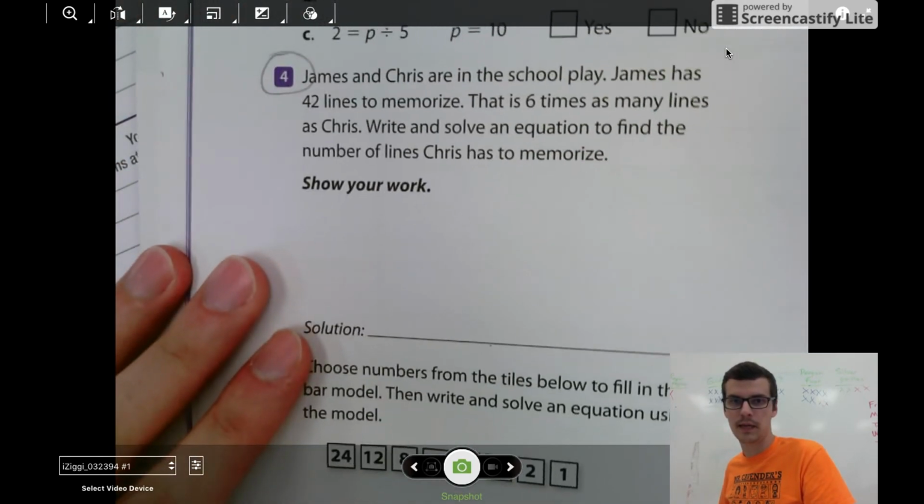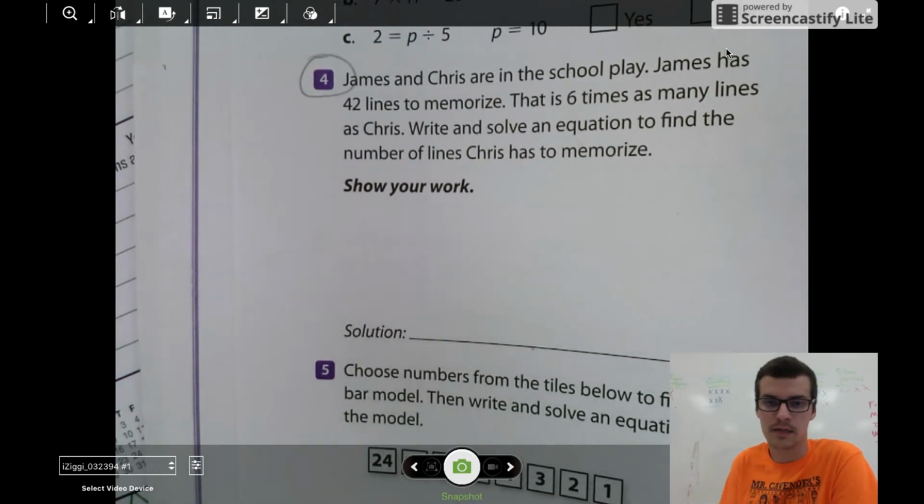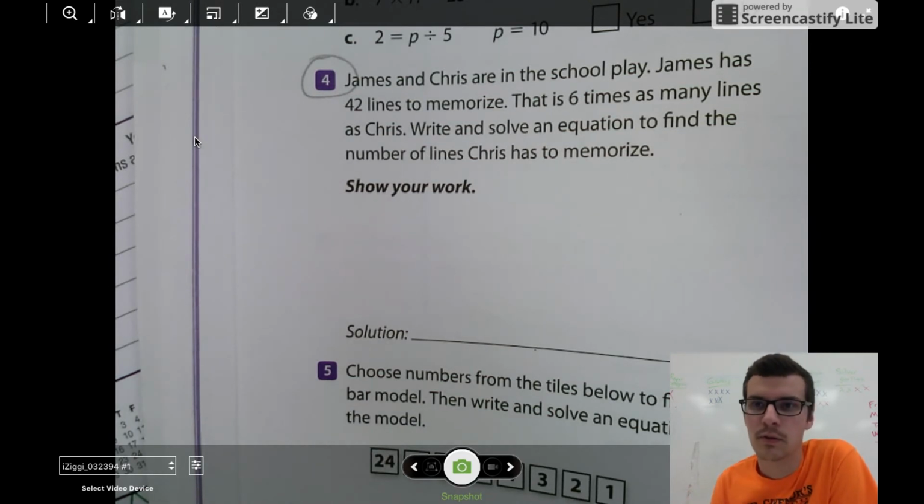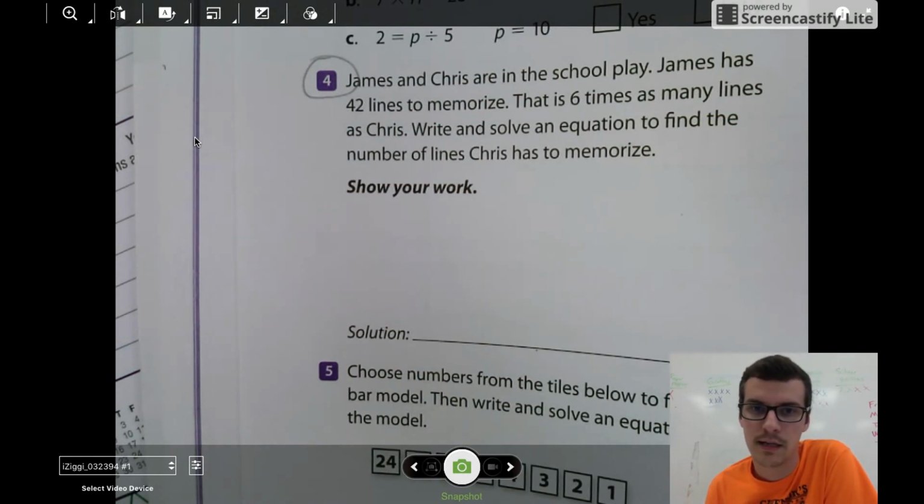So not only are we looking at multiplication word problems here, but we're also looking at possibly some division. James and Chris are in the school play. James has 42 lines to memorize. That is 6 times as many lines as Chris. Write and solve an equation to find the number of lines Chris has to memorize.